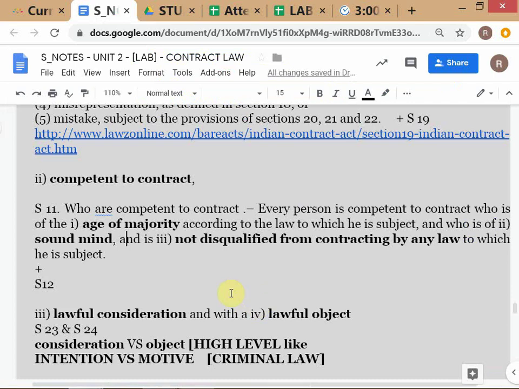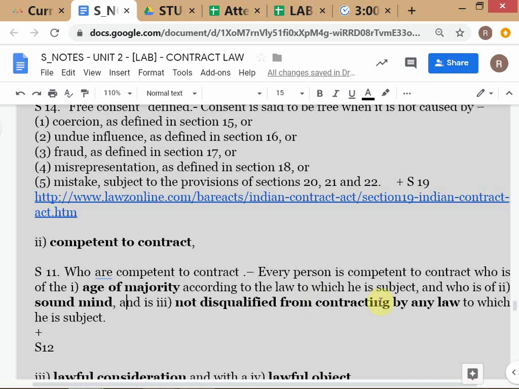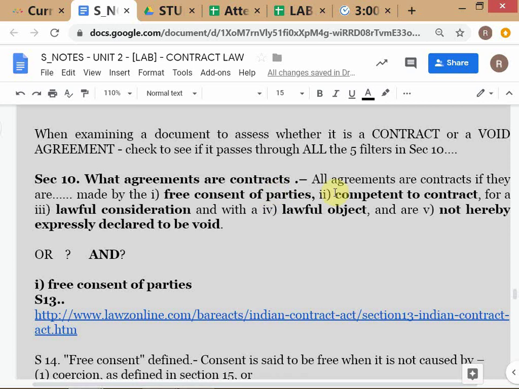So, are you following the structure of section 10 and how it leads you to all the other sections? You should be competent to contract, and not disqualified, which means there should not be some disbarment coming from some other type of law, which prevents you from contracting under certain situations, right? So the second one is competency, the third one is lawful consideration.